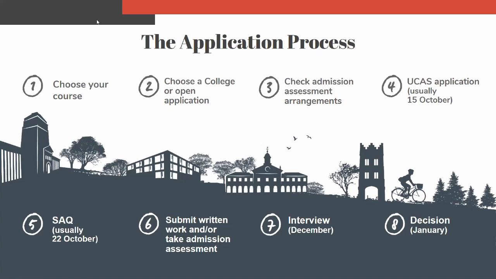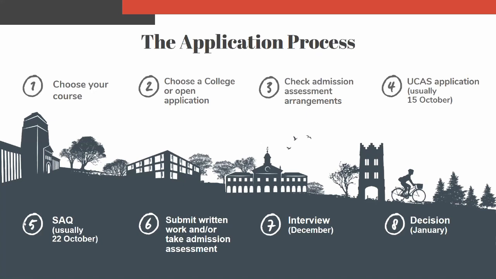But just to give you a quick overview so you know what to expect, first of all, we're going to talk about choosing a course, which is really, really important, probably the most important part of the application process. Then choosing a college or submitting an open application. Then we'll talk about admissions assessments and how you check the requirements for those. Then we'll talk about your UCAS application and personal statement. Then we'll talk about the SAQ, the Supplementary Application Questionnaire, which is Cambridge specific. Then we'll talk a little bit about written work and admissions tests. Then we'll give you an overview of the interview process and tips on preparation and an idea of what you can expect. And then we'll talk about the decision, how you'll hear about the decision.